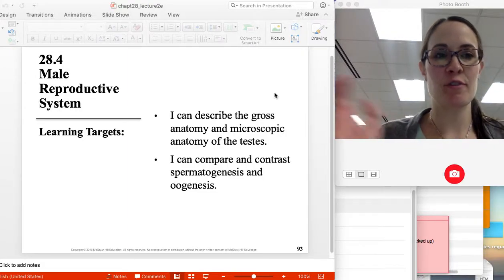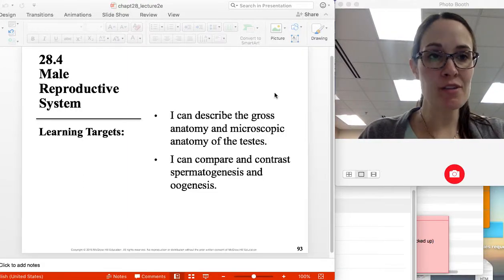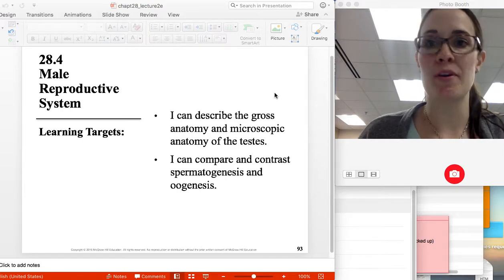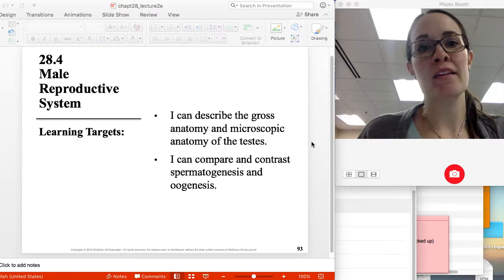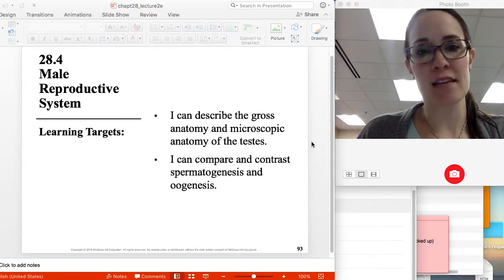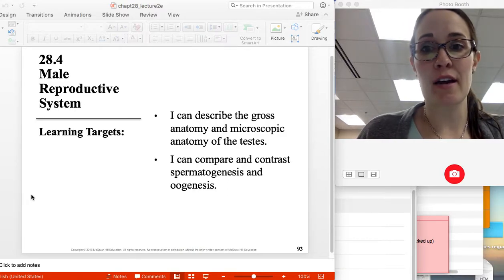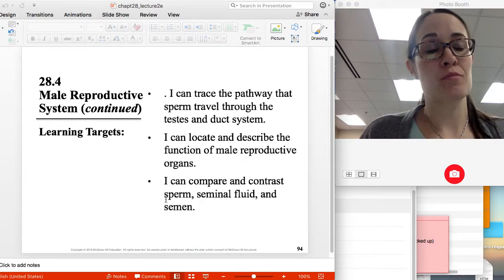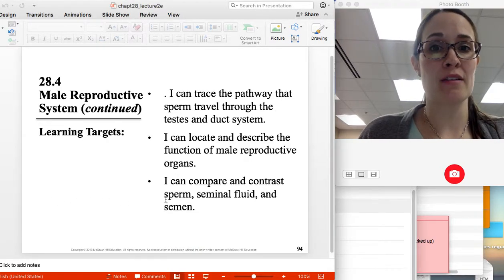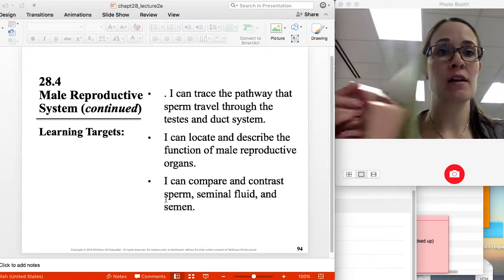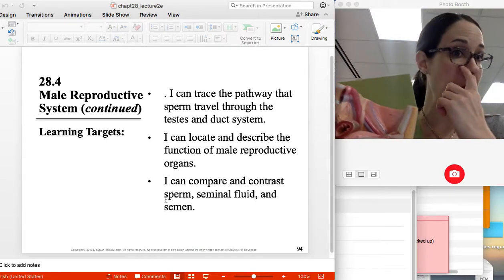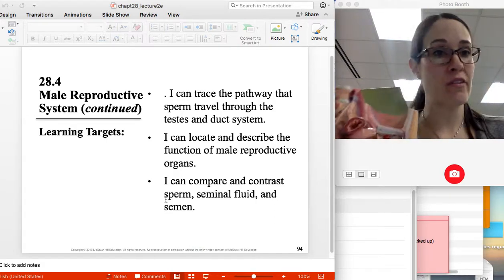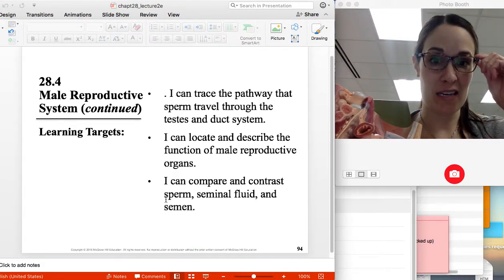All right, so this is for chapter 28 for Anatomy 2, and this is the male reproductive system. So we're going to talk about the gross anatomy and then the microscopic anatomy of the testes, compare and contrast spermatogenesis and oogenesis, trace the pathway of sperm as it travels through the duct system in the male reproductive system, and then locate and describe the function of all the other parts of the male reproductive system.